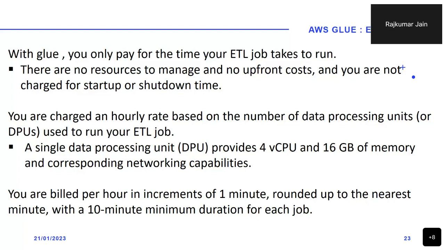So it will charge you $0.44 per hour on the basis of your usage. A single data processing unit provides 4 vCPU and 16 GB of memory and corresponding networking capabilities. And for that, it will charge you $0.44 per hour and per region basis.